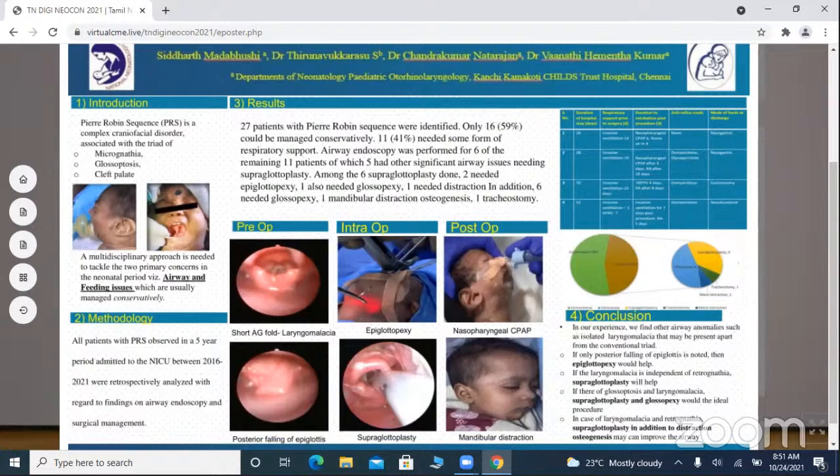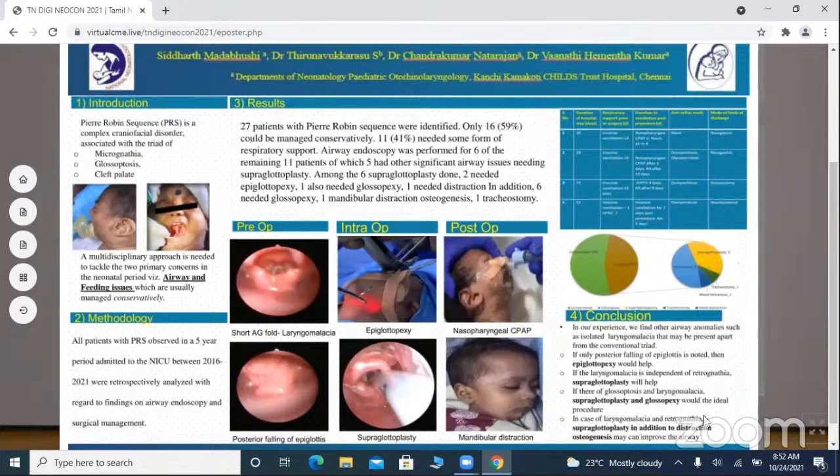It's very essential to take care of these airway issues, because they cause problems not just with breathing, but also affect nutrition and weight gain. Overall, I wanted to conclude that in our experience there are other anomalies, such as an isolated laryngomalacia, that may be present apart from the conventional triad. Performing, depending on the airway finding, an epiglottopexy or supraglottoplasty, or a combination along with the tongue lip adhesion, may actually be beneficial. My main goal was to tell the community that we have to look beyond conservative management and just tongue lip adhesion, and there are other modalities.